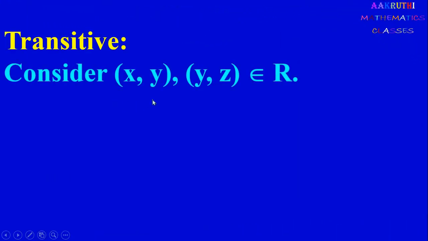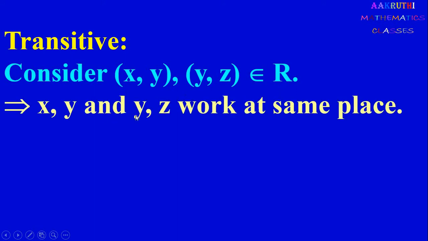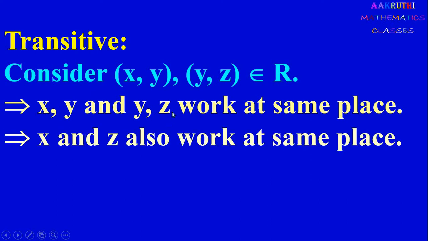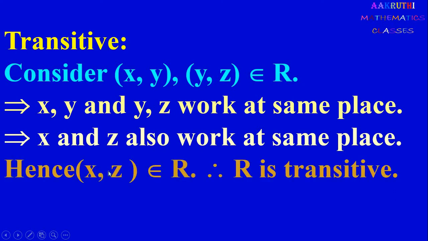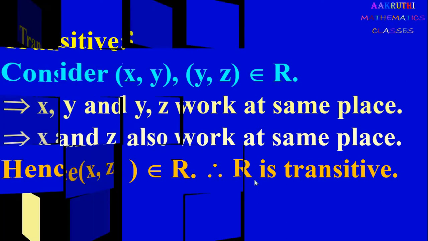We consider (x, y) and (y, z) belongs to R. So that implies x and y work at the same place, and y and z work at the same place. Then x and z also work at the same place. Since x, y and z are in the same place, x and z are also in the same place. So therefore (x, z) belongs to R. Therefore R is transitive. So this relation is transitive.